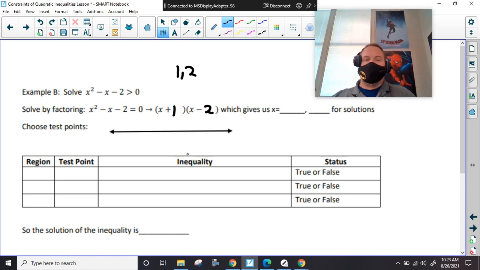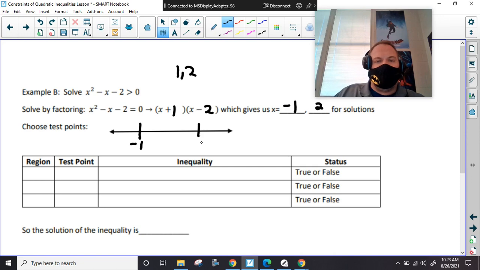Okay. Now, what's the opposite of plus 1? Yeah, minus 1. What's the opposite of minus 2? Plus 2. Okay. Yeah, I gotta flip them things. Flip, flip, flip. Okay. All right. So we have negative 1 and we have 2. All right. So that divides our regions 1, 2, and 3. Remember, these are our regions in blue. Okay.